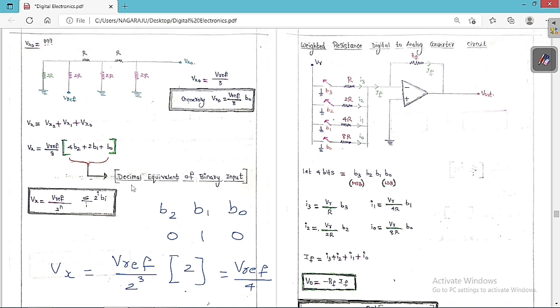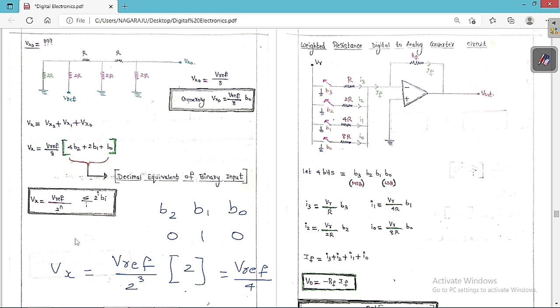So now listen carefully. Suppose a small example I want to give you. Suppose this is the general expression I have already told you: Vx is equal to V reference by 2 to the power of n into the decimal equivalent of the binary input. Suppose I am going to take three switches B2, B1, B0. Suppose I do the switching like this: B2 is equal to 0, B1 is equal to 1 and B0 is equal to 0. Then I want to find what is the value of Vx.